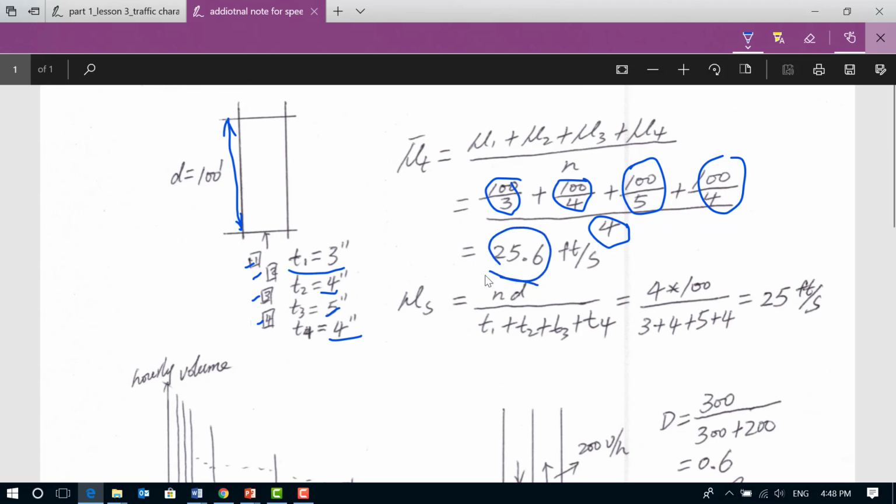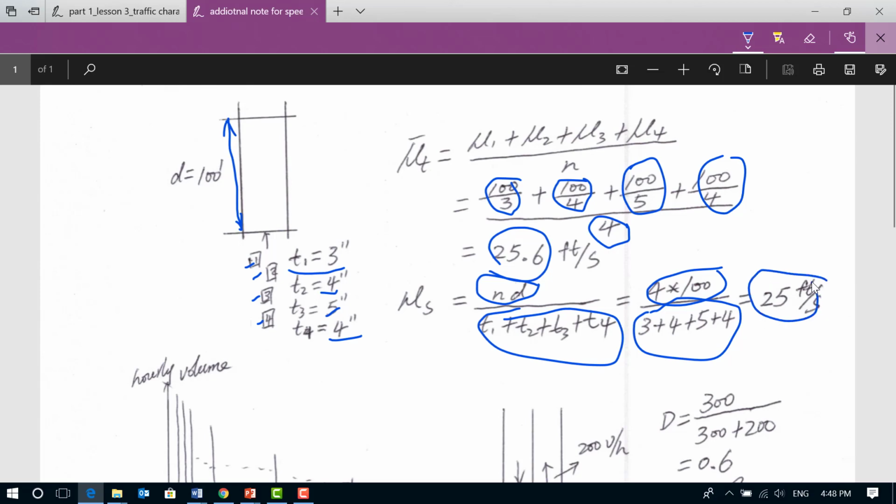And for the space mean, we use the total distance divided by the total time used. We have 4 vehicles, so the total distance is 400, and the total time is 3 plus 4 plus 5 plus 4. So the space mean speed is 25. Based on our previous discussion, you can tell this example clearly demonstrates the time mean is slightly larger than the space mean.